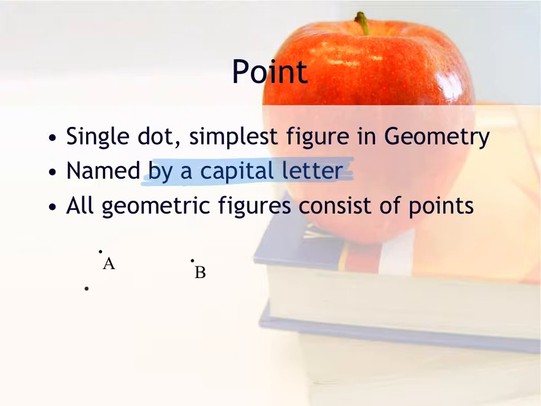Okay, so when we name a point, if we were to describe it, it would be a single dot on your picture. You can name a point with a capital letter. All geometric figures are made up of points. So a point is just a dot and it's got a capital letter next to it.